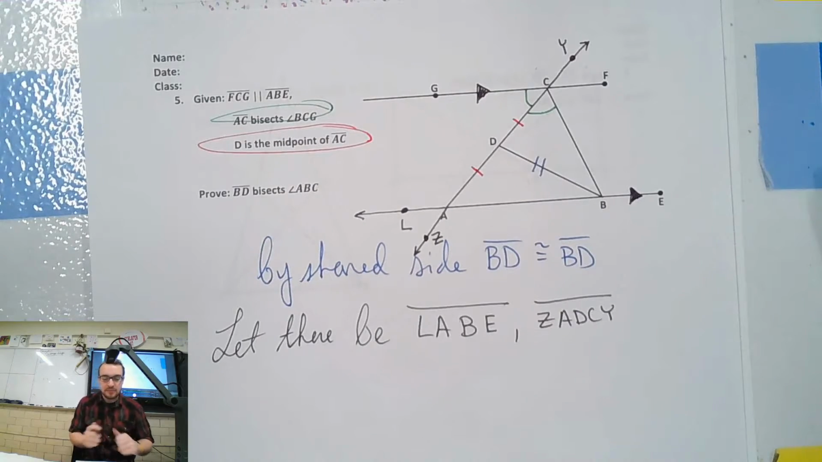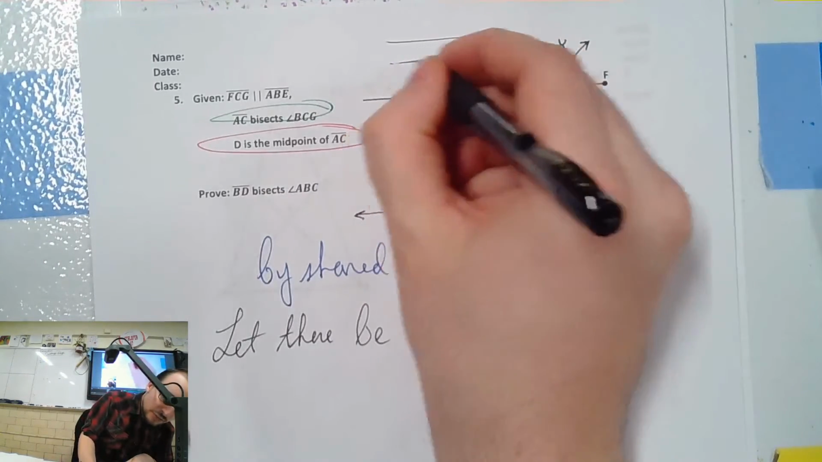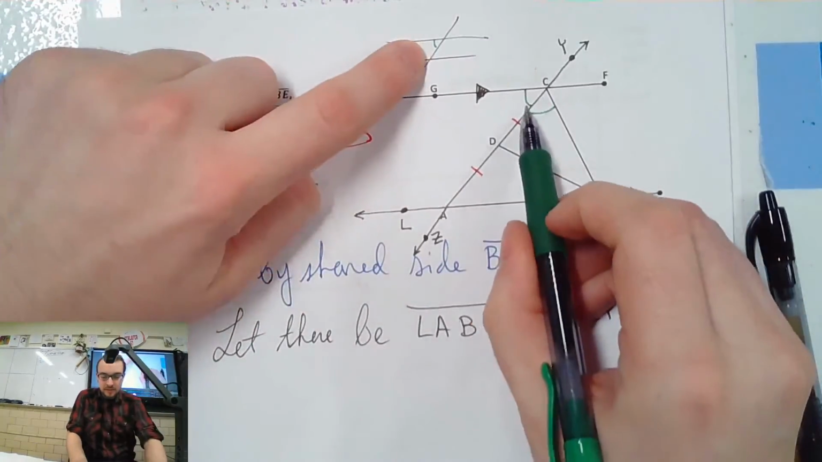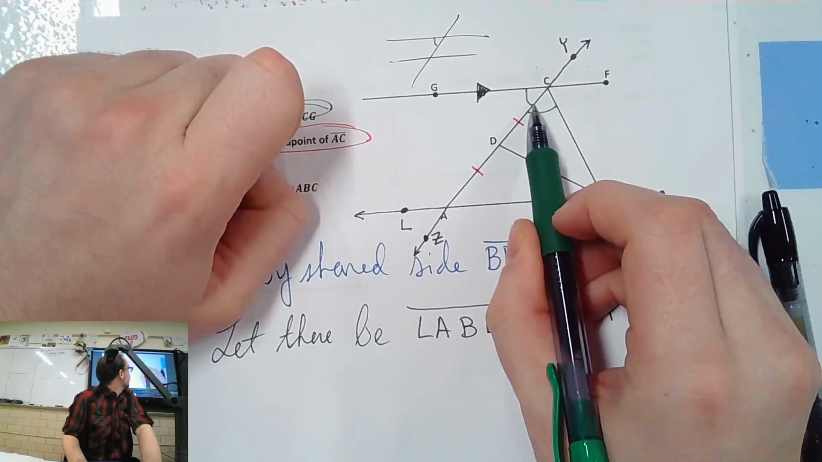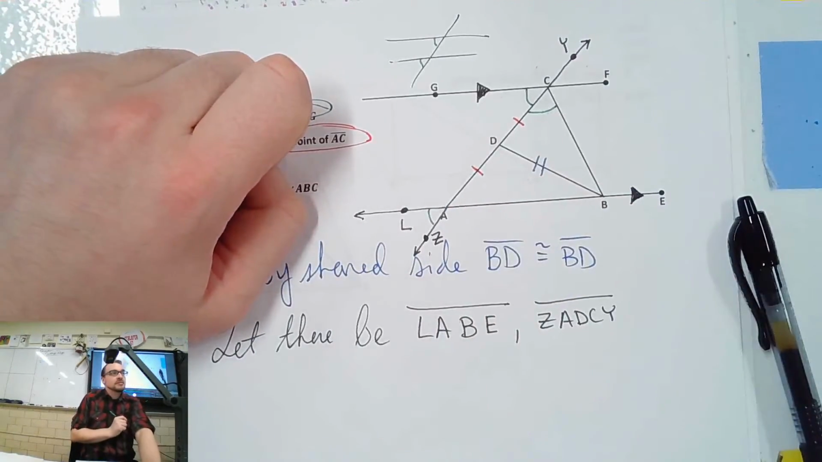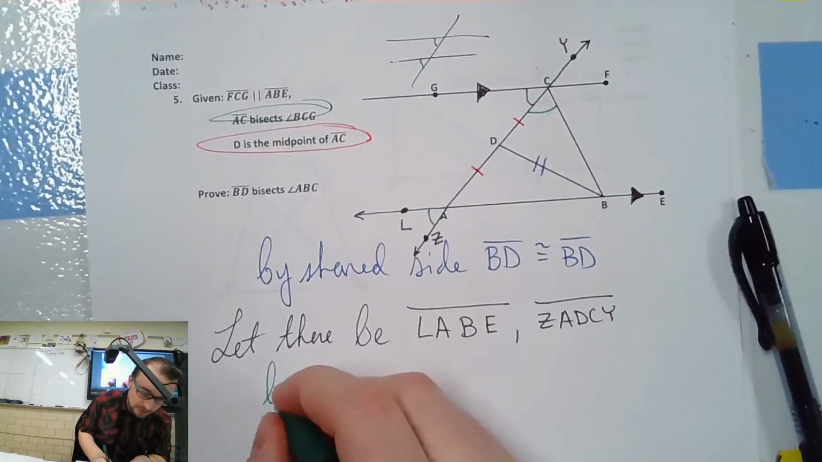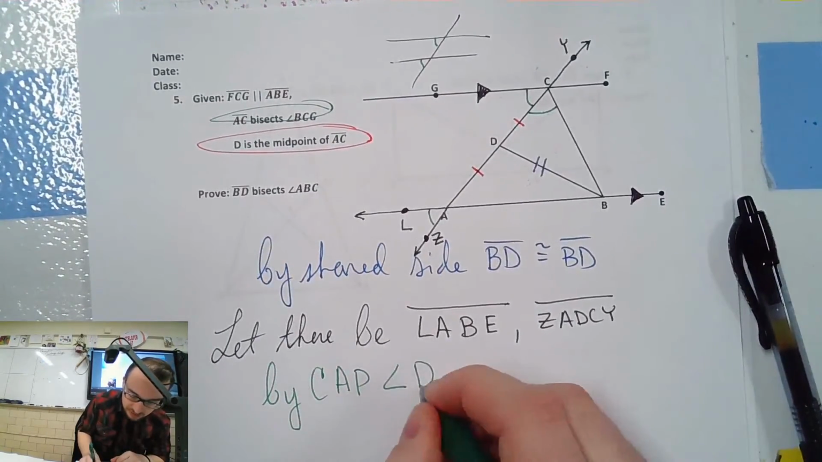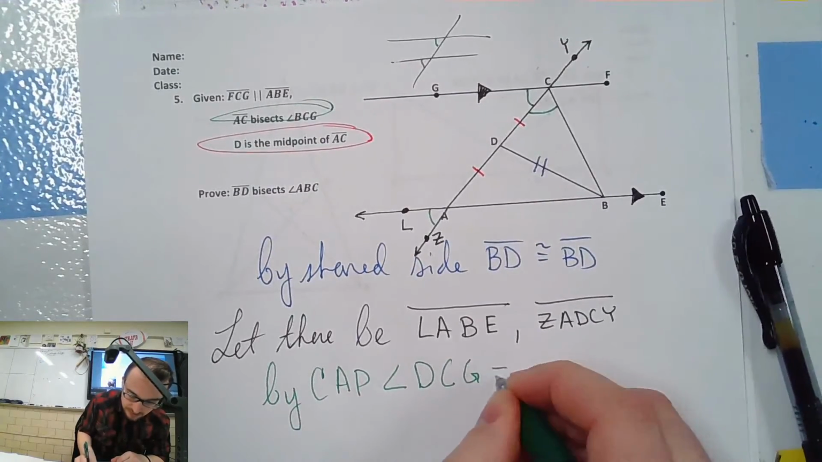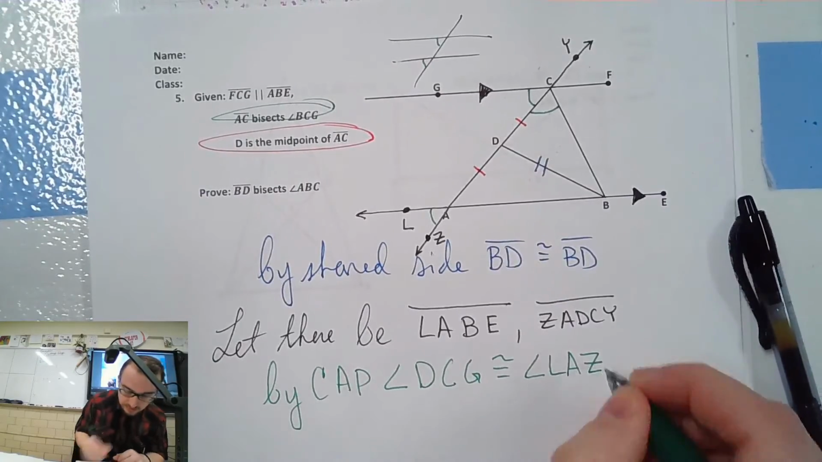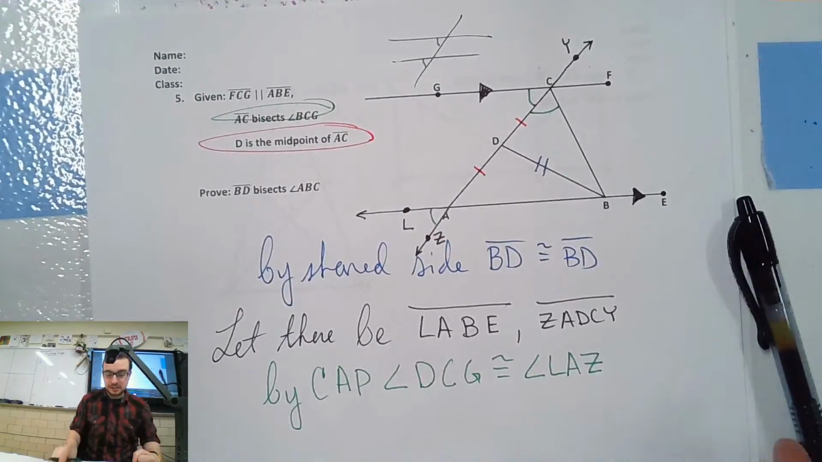Now check it out. Here's what I've got. I've got two parallels cut by a transversal, and I know that angle, right? You guys see that? So that means I get this angle. That's this guy down here. So by CAP, I know angle DCG is congruent to angle LAZ. I'll pause for station identification there.